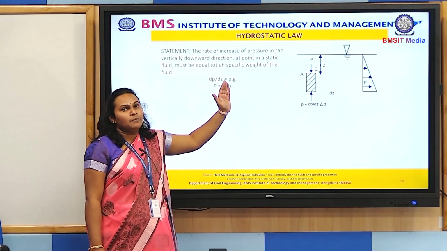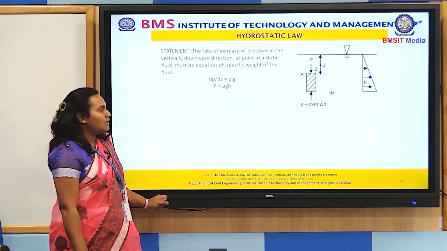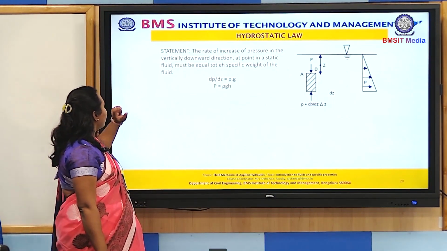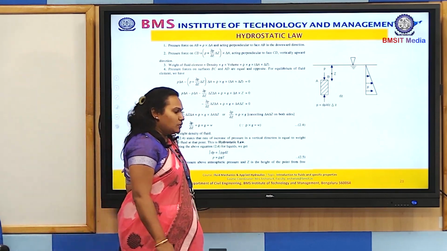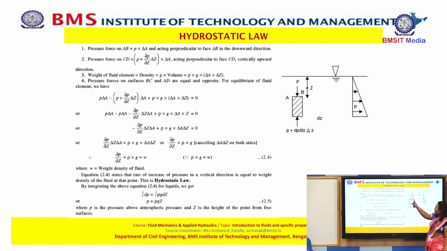Specific weight is nothing but your density into the acceleration due to gravity, which we have discussed in the previous classes. Now to prove this, we have a figure that can be shown here. Let's understand the derivation. We have an object that is immersed in a fluid at rest, and there's a pressure acting on the first face AB and also at the bottom of the object, and this object is at a distance Z from the free surface of the fluid.